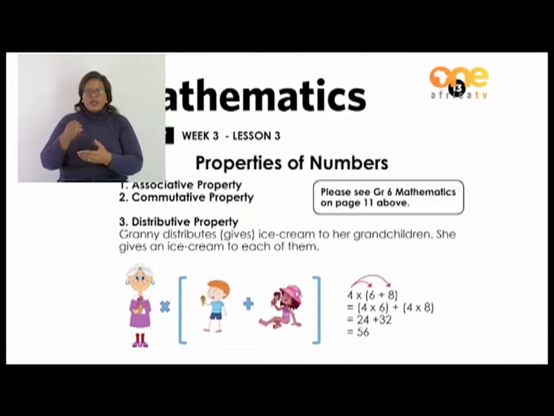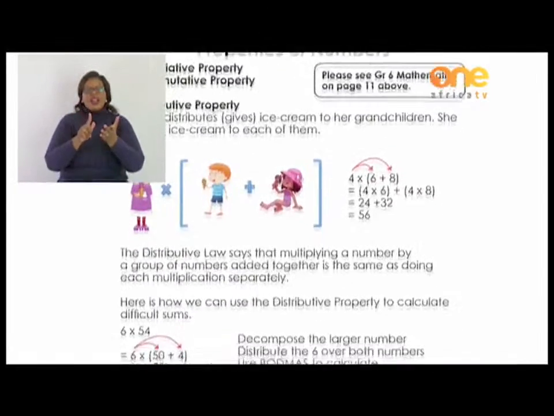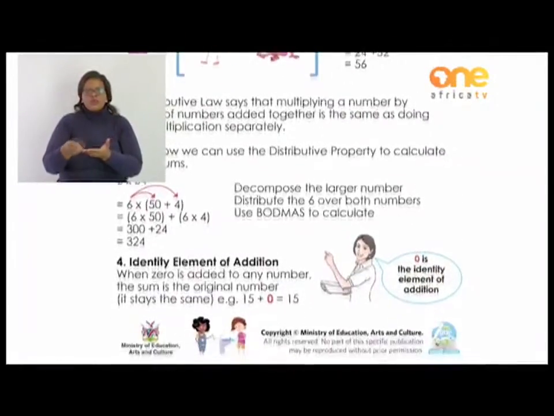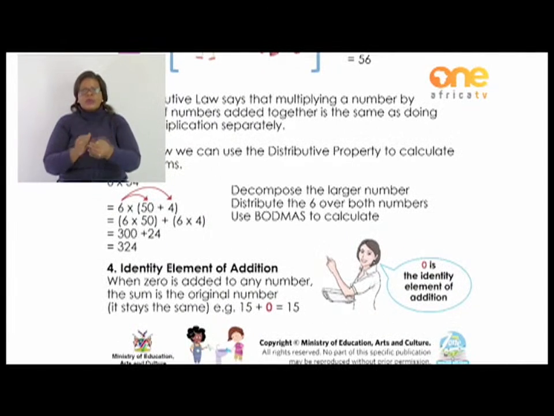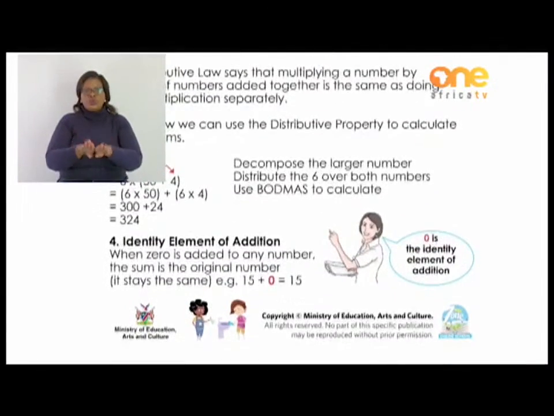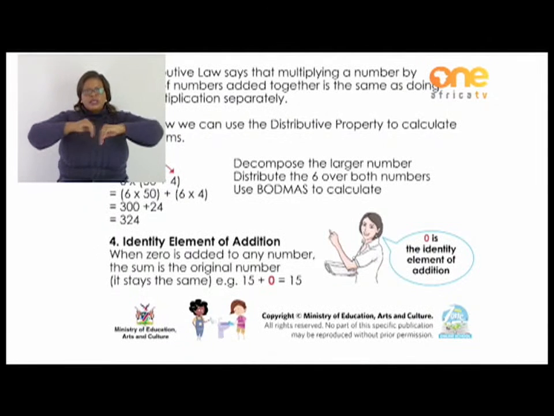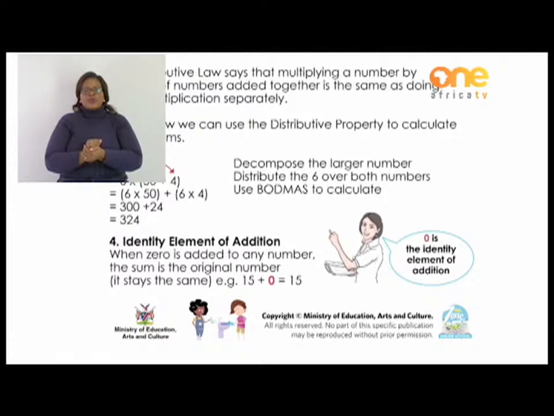So below, the distributive law says that multiplying a number by a group of numbers added together is the same as doing each multiplication separately. Here is how we can use the distributive property to calculate difficult sums. So we have 6 times 54.